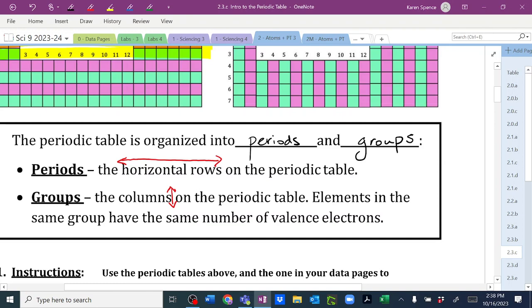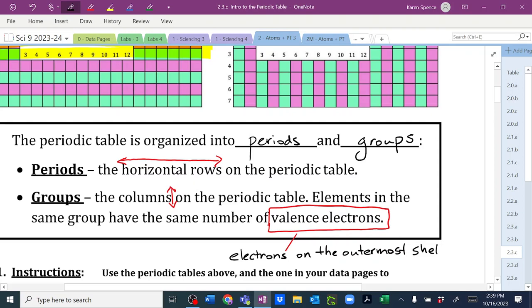Elements in the same group have the same number of valence electrons. You don't know what this is yet, but I'm going to tell you just so you have a little note of it, so you're introduced to the idea. This is the number of electrons on the outermost shell. That's what valence electrons are. Okie dokie.